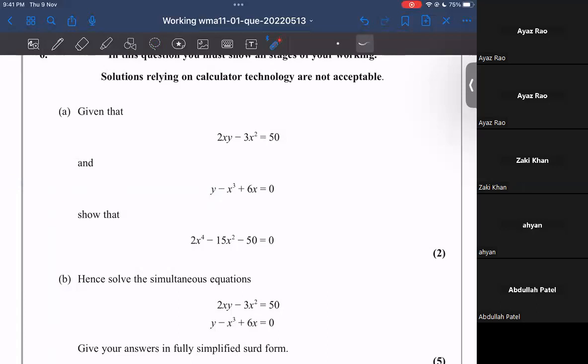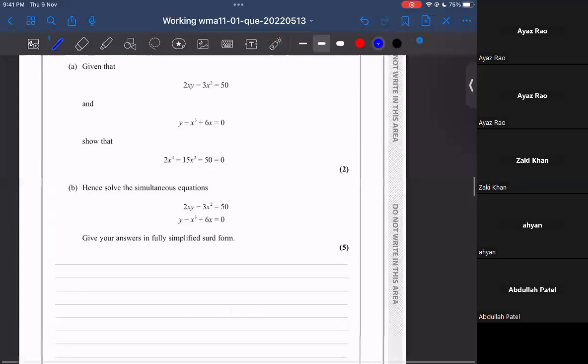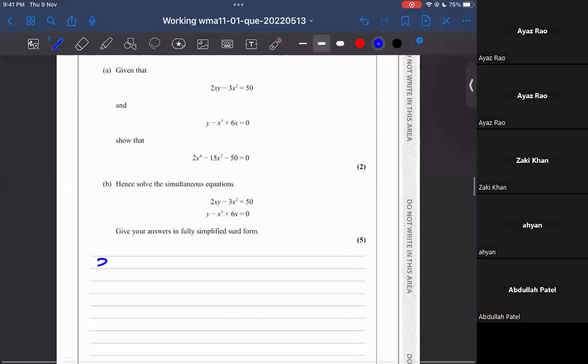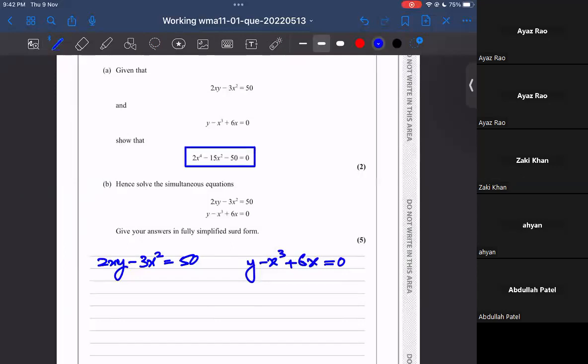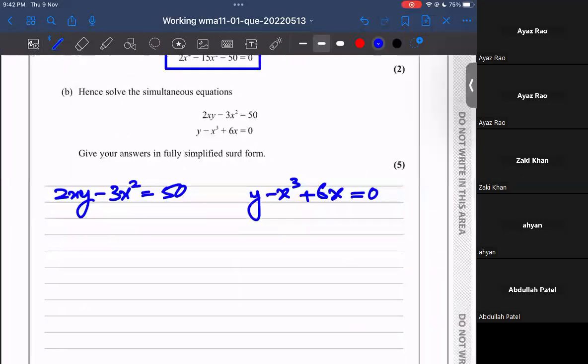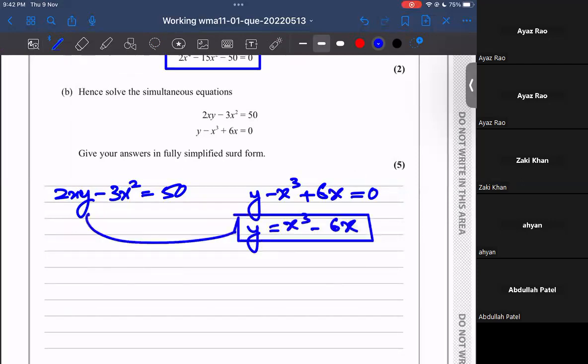So what I'm going to do, I'm going to just copy these two equations. 2xy minus x square is equal to 50. y minus x cube plus 6x equal to 0. So we have to show this equation. So what I'm going to do, I'm going to find out the value of y. I'm going to make y the subject in the second equation. y equals x cube minus 6x. I'm going to put this y value over here in the first equation.